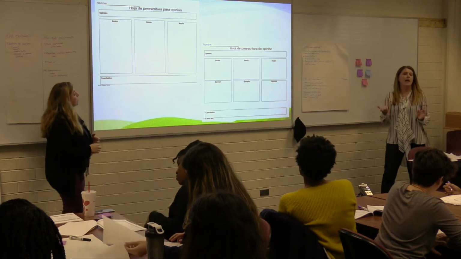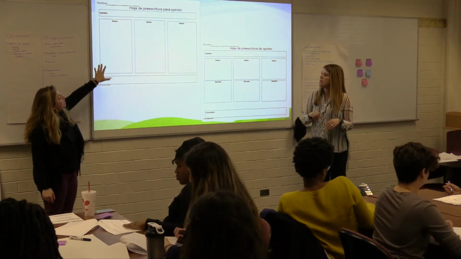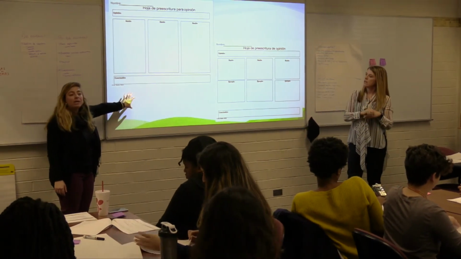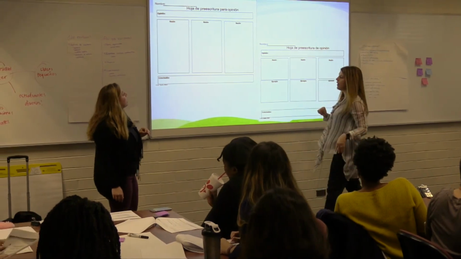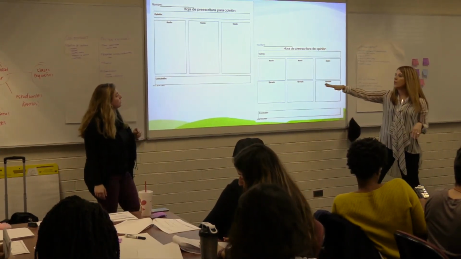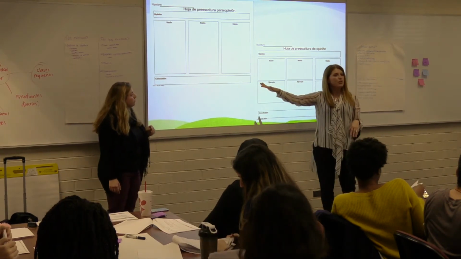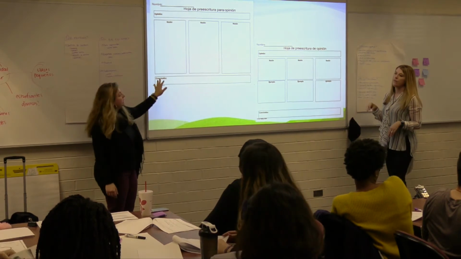So the next one is writing an opinion piece. La próxima es para escribir una pieza o una escritura de opinión. So there's two different ones provided here. Hay dos aquí para una pieza de opinión. The reason there's two different ones because they're really for two different levels. La razón por la que hay dos es porque son dos niveles diferentes.